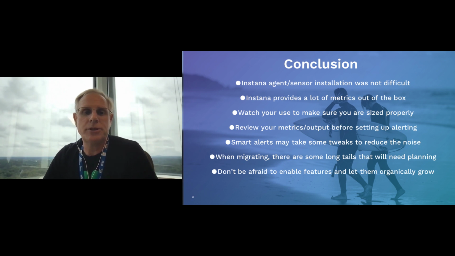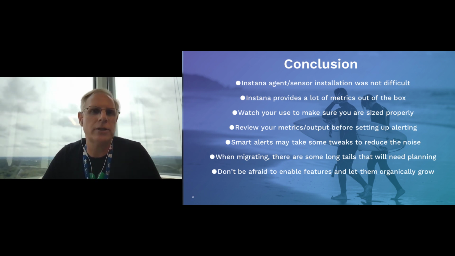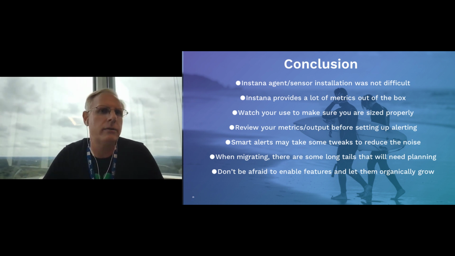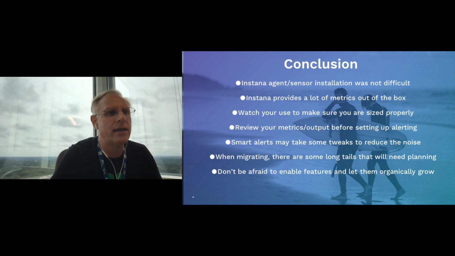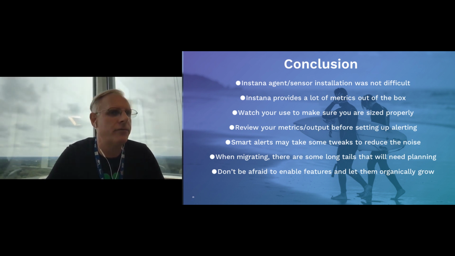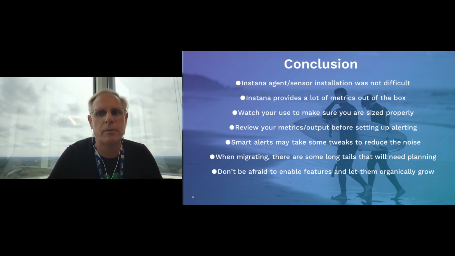Review your metrics and output before setting up alerting. That was important for us. So we actually let Instana run, the infrastructure monitoring and application monitoring, for a little bit just so we could see what was going on. Then we'd go in and set up alerts and see how they would act. You get different views of the past 24 hours, past 7 days, and you can see how many alerts would pop up. You want to do that to make sure you're setting up your alerting properly.